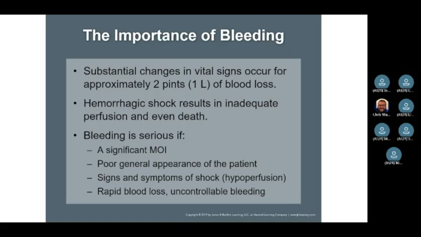Consider bleeding to be serious if there is a significant mechanism of injury, especially when the mechanism of injury suggests that a severe force affected the abdomen, chest, or both. If the patient has a poor general appearance, and if there are signs and symptoms of shock, hypoperfusion that are evident, substantial amount of blood loss, rapid blood loss, or uncontrollable bleeding.